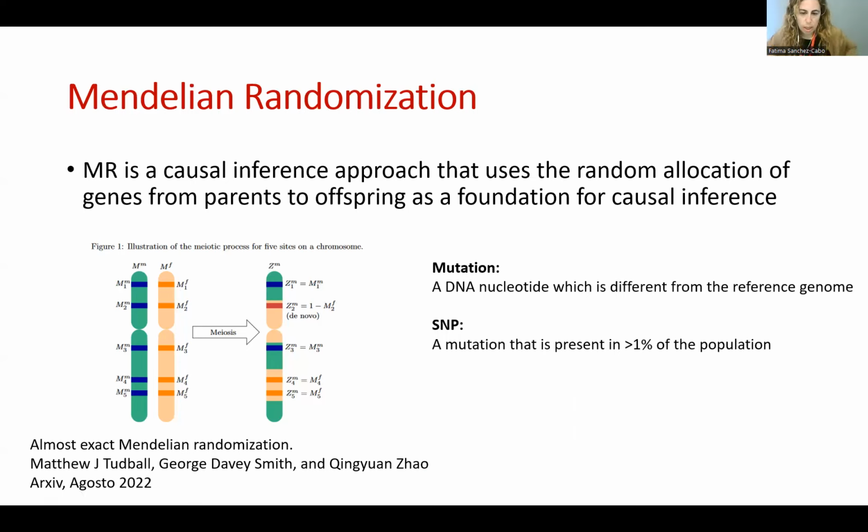So two definitions so that we can all understand each other. A mutation is just a DNA nucleotide which is different from the reference genome. And a SNP is a mutation that is present in more than 1% of the population. We all have very different genomes, but this is in general irrelevant. When I talk about variants, I talk about either mutations or SNPs, any kind of difference from the reference genome.